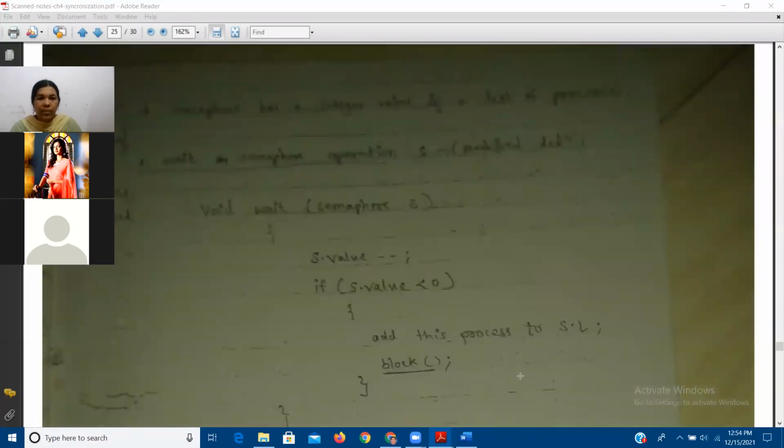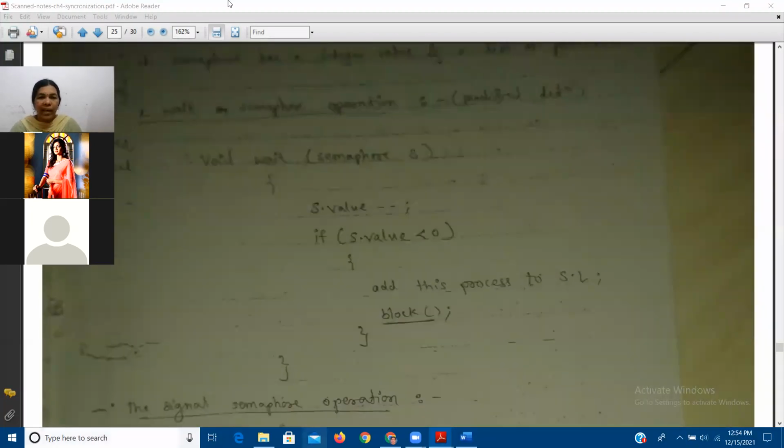So if you observe, this is the modified definition of wait and signal. Initially we saw the semaphore definition, that is the wait and signal definition. Here they have taken the help of one list, that is S.L, the list of the semaphore. Add this process to S.L: S.value minus minus, if S.value is less than 0. Again this is the condition.